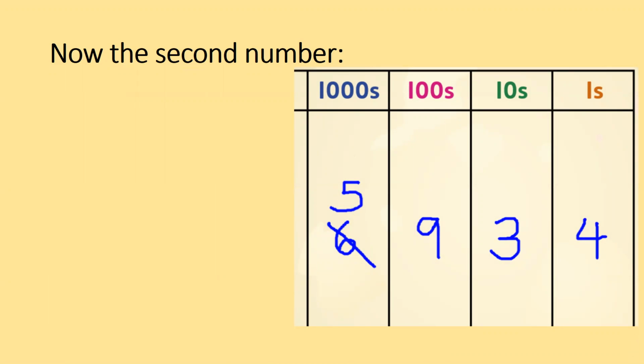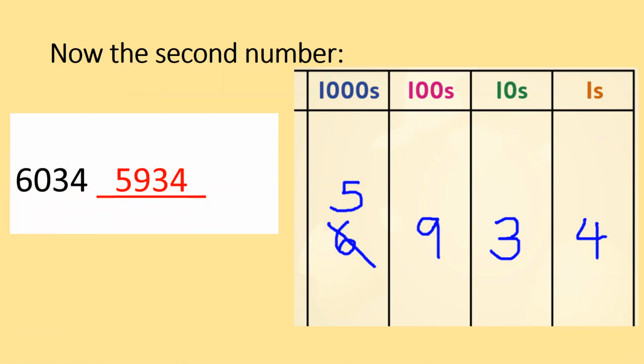And on your worksheet, this should be written out as this. So you can see that the 1,000 has changed from 6,000 to 5,000. Now in the hundreds column, we've got 900, and in the tens and the ones column we didn't change anything. So our answer is now 5,934.